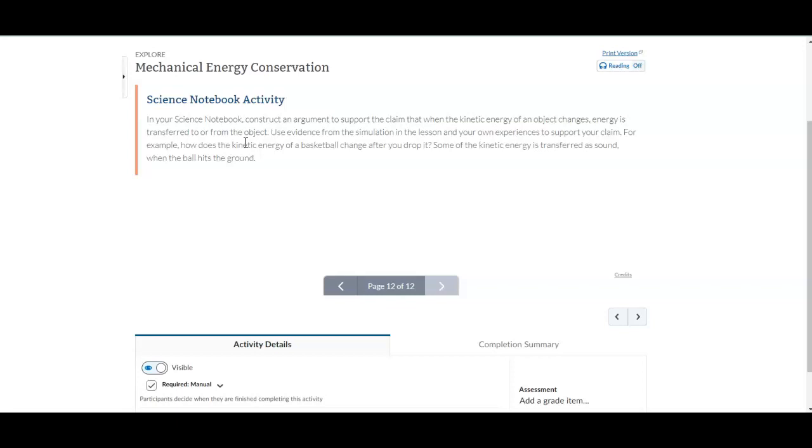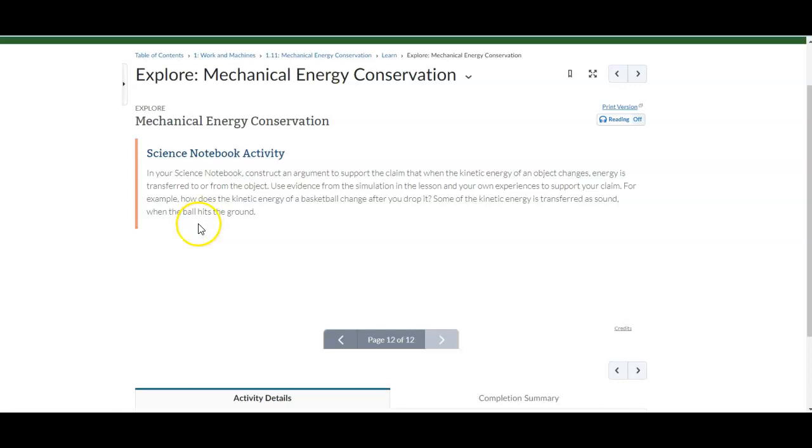So basically it's asking you to explain a scenario like this. So basketball bouncing, someone on a slide, someone on a swing. Maybe you can think of another example. I think that drawing it out allows you to pinpoint areas of high and low or equal potential and kinetic energy, which might make it a little easier to explain in your own words. So don't forget to do that part and put it in your science notebook. So with that, we've reached the end of the lesson.